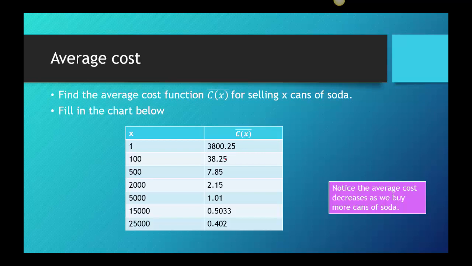So what I want you to see here is the average cost decreases as we buy more cans of soda. As it decreases, I know it's very natural for you to think, well, it's going down to zero. That's never going to happen. The cans of soda were never free. We were always paying that 25 cents per can. What's happening is the more cans of soda we buy, we're kind of diminishing that initial big value of $3,800 that we had to pay to buy the vending machine.